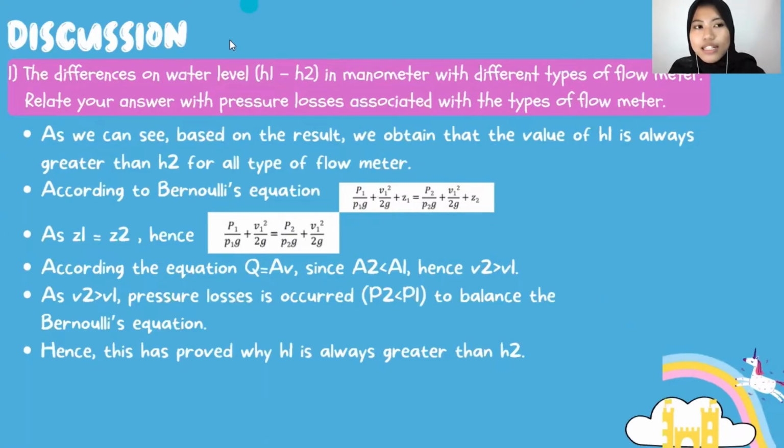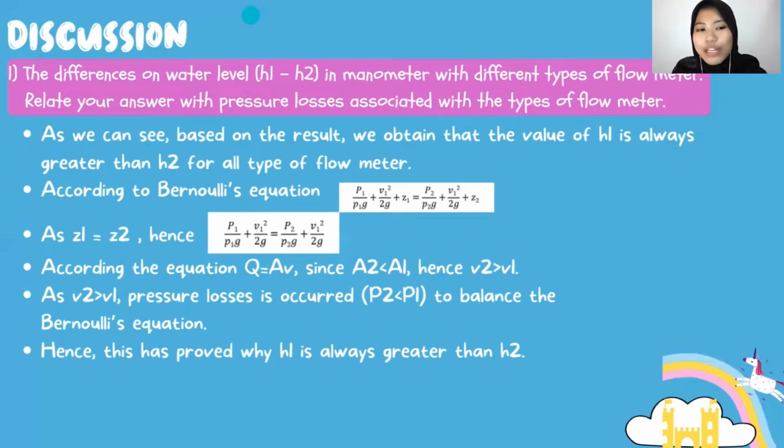Alright, so for the discussion, we need to discuss the differences in water level H1 and H2 in the manometer with different types of flow meter. Relate your answer with pressure losses associated with the types of flow meter. Based on the result, we obtained that the value of H1 is always greater than H2 for all types of flow meter.